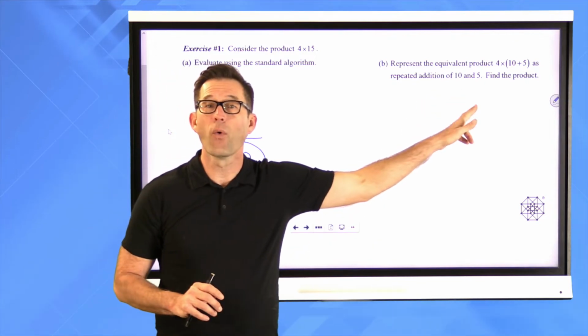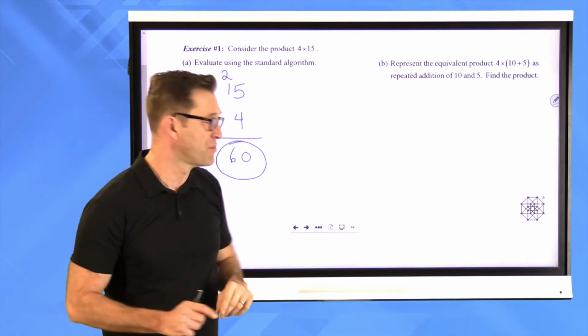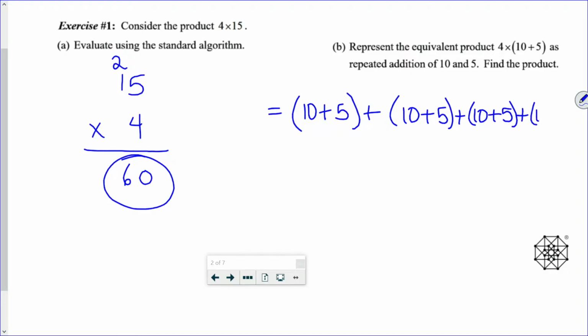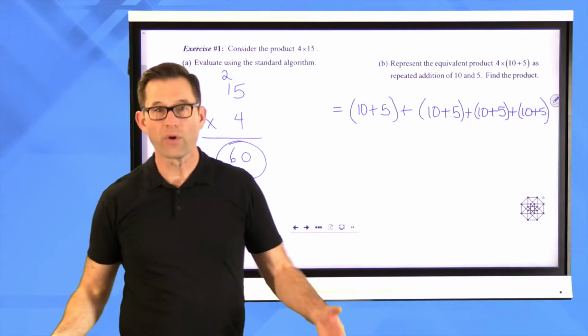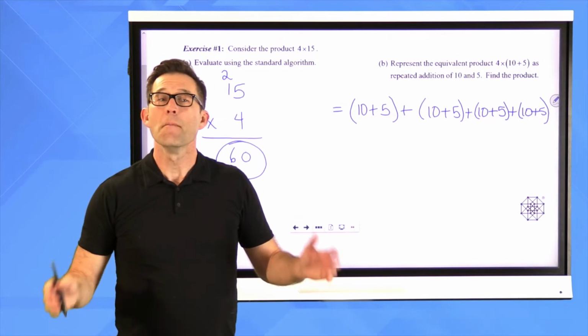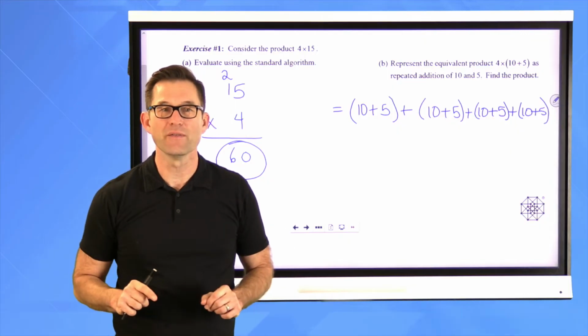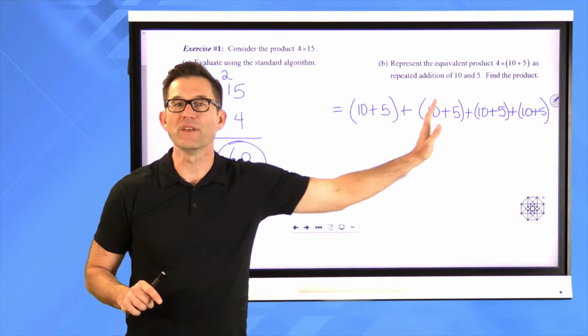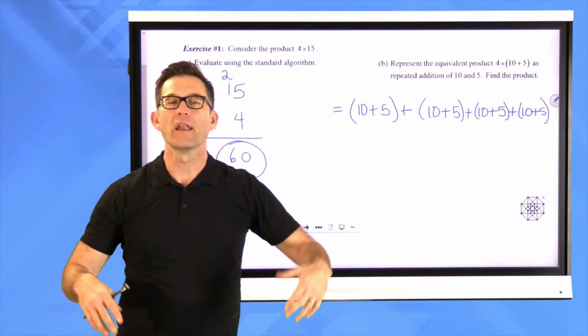So I can think of 4 times 10 plus 5 as being 10 plus 5 plus 10 plus 5 plus 10 plus 5 plus 10 plus 5. Maybe that last one's going to be a little small, but we got it. That is 4 times 15. But remember the associative and commutative properties of addition. Those allow me to rewrite this long addition problem in a variety of different ways.